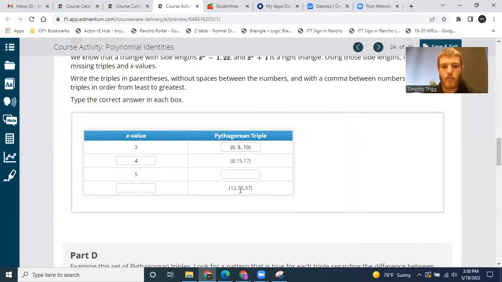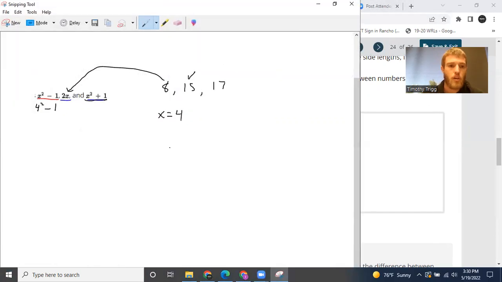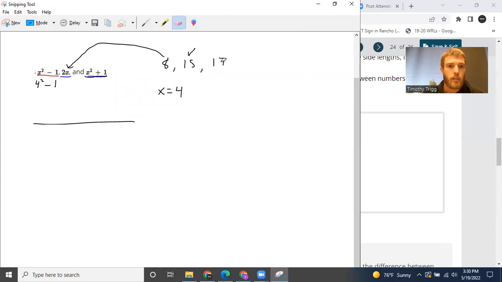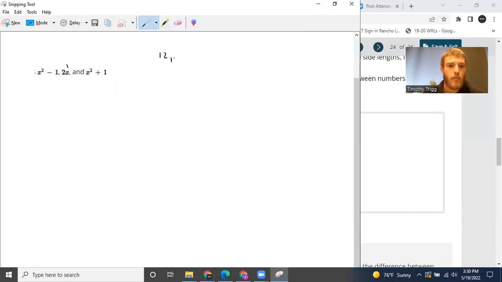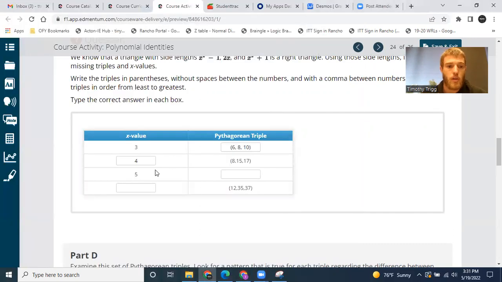Let's go ahead and find the x value for 12, 35, 37. So, let's delete all this, 12, 35, 37. The 12 must come from this 2x because that's the only one that's divisible by 2. So that means my x value must be 6, right? Because 2 times 6 is 12. And you could see that's true for the other ones, right? 6 squared is 36, minus 1 is 35. And then 6 squared plus 1 is 37. So we know that this must have come from an x value of 6.